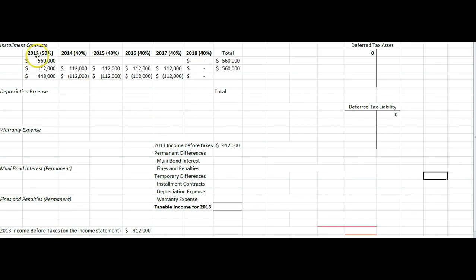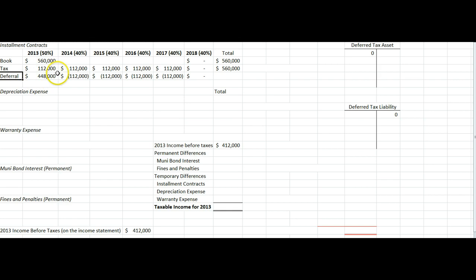So since we're pretty sure we're going to get paid, we booked all $560,000 worth of the gross profit from those sales on our books. But the tax return is prepared using the cash basis, so we'll book $112,000 this year because we received the accounts receivable cash that allowed us to earn $112,000 this year, and each of the next 4 years we'll book the balance. So what we've done is we've deferred $560,000 minus $112,000 on our tax return.